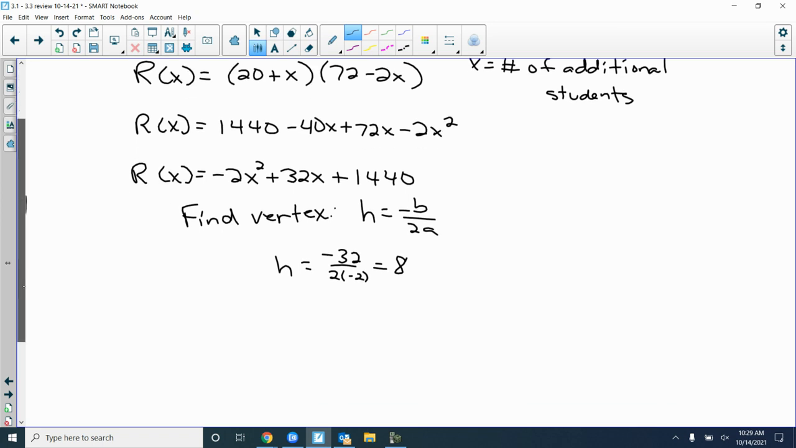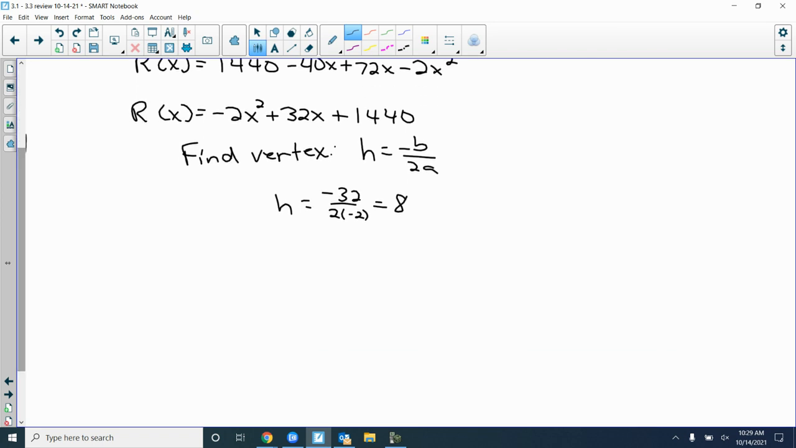We'll go over both ways. Right here, this is the revenue function. So you figure out what R of 8 is. It's negative 2 times 8 squared plus 32 times 8 plus 1440. And that's 1568. Well, how many students? Don't say 8 students. What's the answer to that? Matthew? 28. Yeah, you originally started with 20. We added 8. So 28 students.